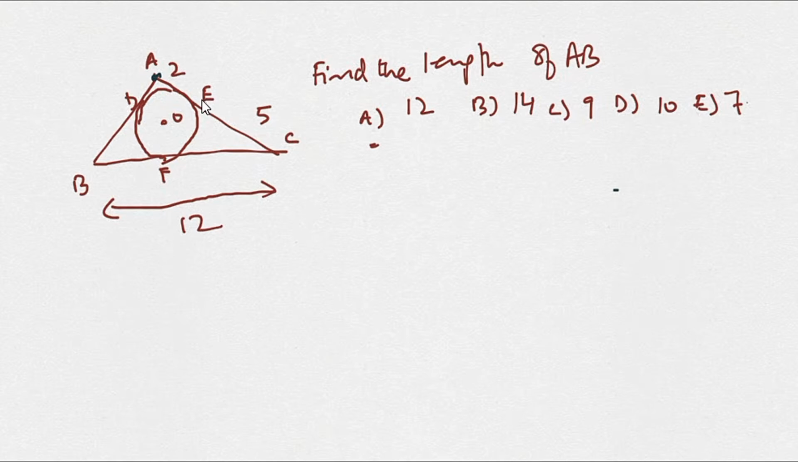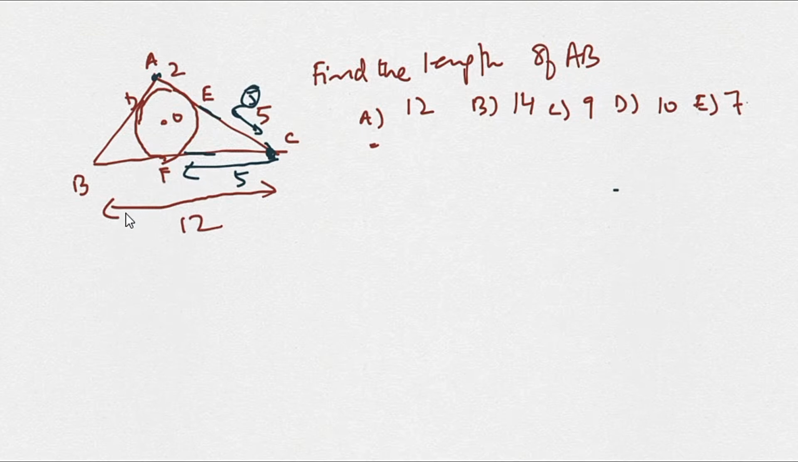So it means that if C is equal to 5, this value is given, then CF is equal to 5, right? Because these two are congruent. Starting from the same external point, two tangents are passing. One is this, the other is this. So if this is 5, then this is 5 as well.